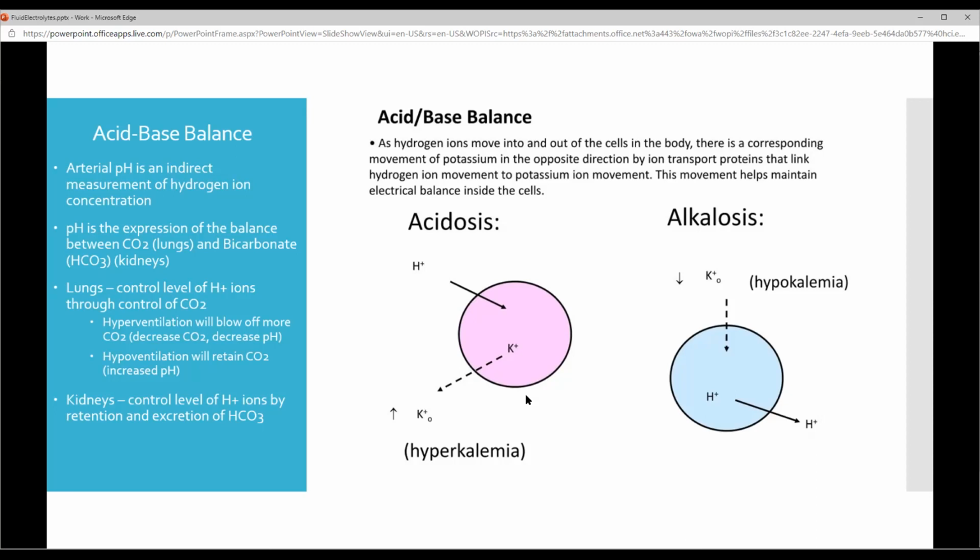Bicarbonate, remember, is a main electrolyte we see outside of the cells, and it is controlled mostly through the kidneys. Kidneys work to excrete and absorb bicarbonate, HCO3. Anything affecting the kidneys could essentially affect bicarbonate and therefore affect our pH.